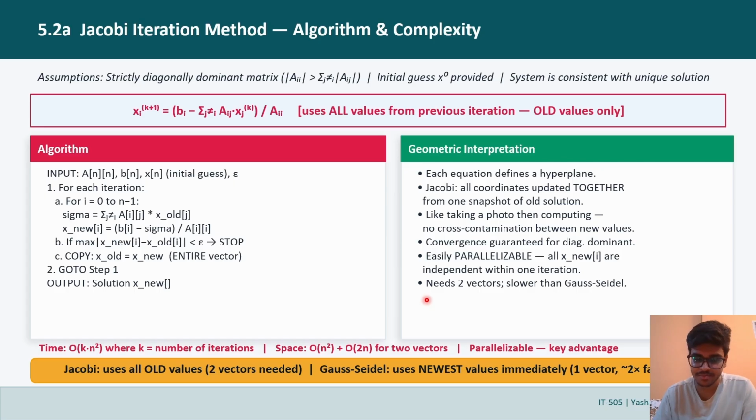The geometric interpretation: each equation in the system defines a hyperplane. The iteration projects the current guess onto each hyperplane one by one, using only old information. Because all updates are independent, Jacobi is easily parallelizable. All n updates in each iteration can be done simultaneously on separate processors. The time complexity is O of k times n squared, where k is the number of iterations. Space complexity is O of n squared for the matrix plus O of 2n for the two vectors.